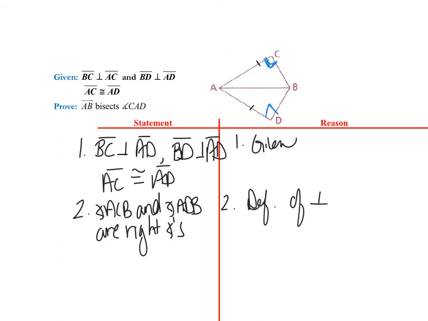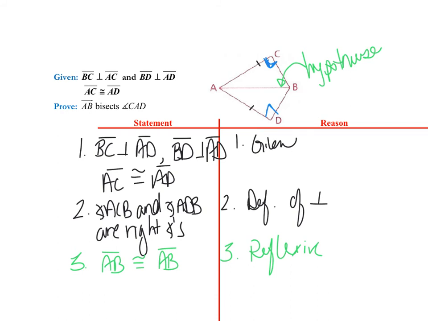Okay. So in order to use HL, I need to have the hypotenuse and the leg, or a leg. The hypotenuse is the one across from the 90-degree angle. Well, can I prove the hypotenuse is congruent to itself? I can, by the reflexive property. So AB is congruent to AB by the reflexive property.